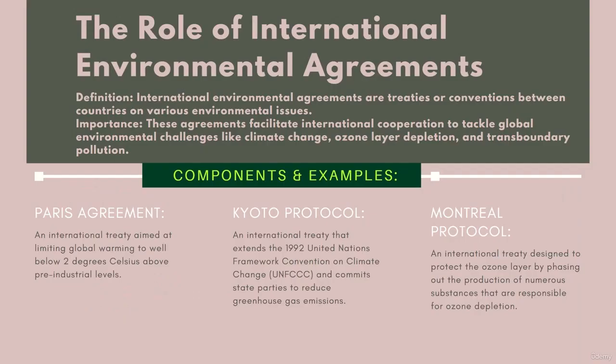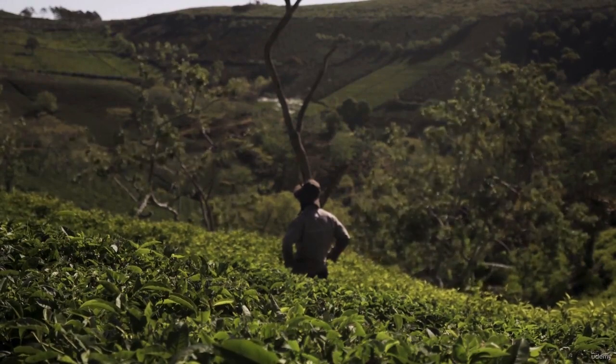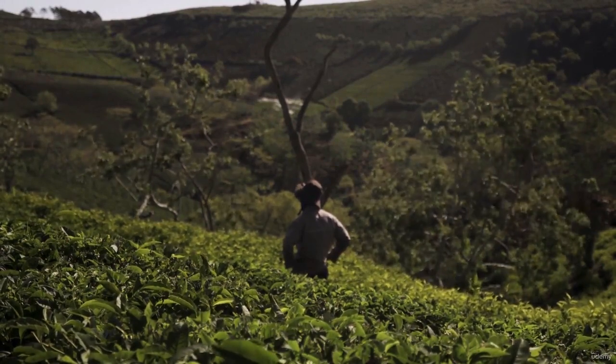Now let's talk about the role of international environmental agreements. You must have heard of different countries all across the world coming together in the form of associations and agreeing on environmental issues. These agreements are treaties or conventions between countries on various environmental issues. These agreements facilitate international cooperation to tackle global environmental challenges such as climate change, ozone layer depletion, and pollution. Some examples of historic international environmental agreements are the Paris Agreement, Kyoto Protocol, and Montreal Protocol.